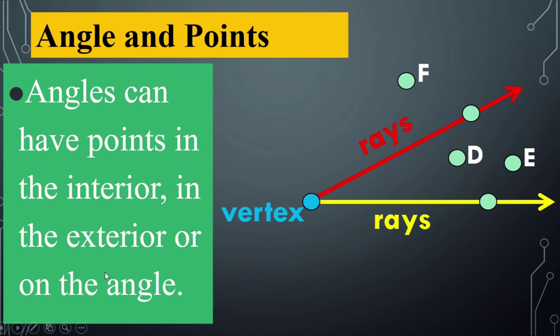And also, we have the points on the angle itself. Nandun siya mismo sa angle. So what are those? We have points A, B, and C. Itong tatlong to, points A, B, and C are points lying on the angle. So therefore, these are points on the angle.